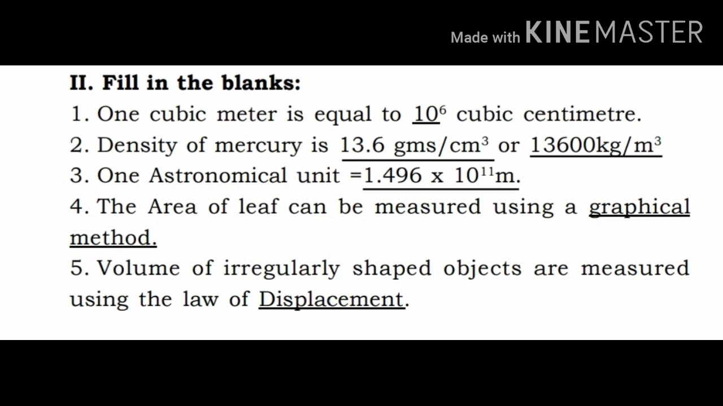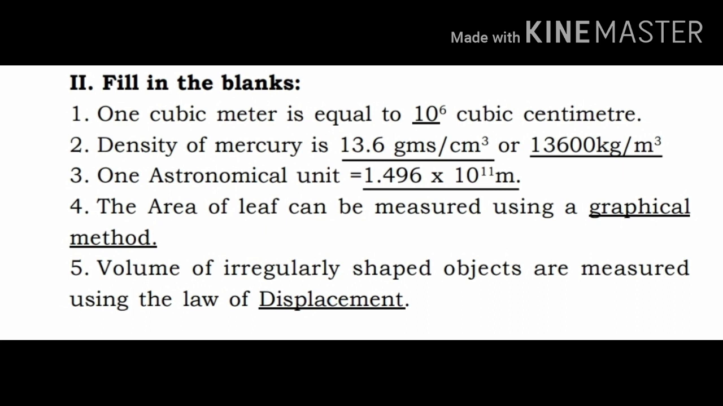Second one, density of mercury is 13.6 grams per centimeter cube or 13,600 kilogram per meter cube. So any one answer you can write. So what is the density of mercury? In grams per centimeter cube it is 13.6. In kilogram per meter cube it is 13,600.